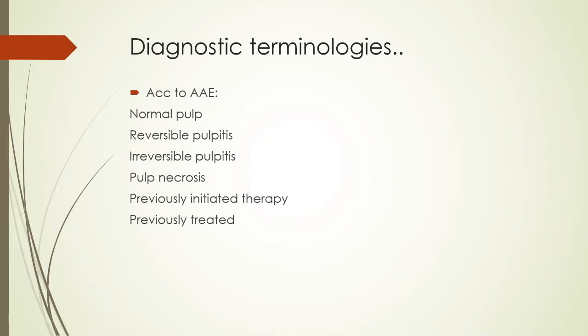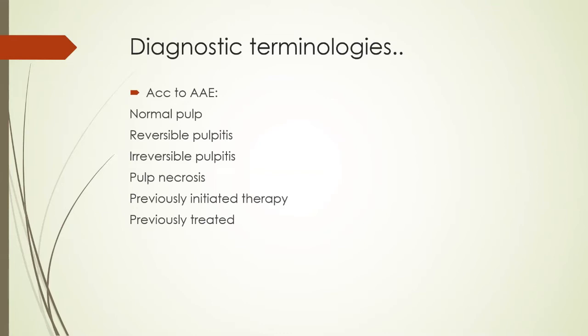So before discussing reversible and irreversible in detail, we should know what a normal pulp is. It is a pulp that is symptom free, that doesn't have any symptoms, and on testing gives a normal response. When I am doing some thermal testing, the cold and heat test, it gives a momentary pain that persists for 1 or 2 seconds and goes away on its own. That is the condition for a normal pulp.